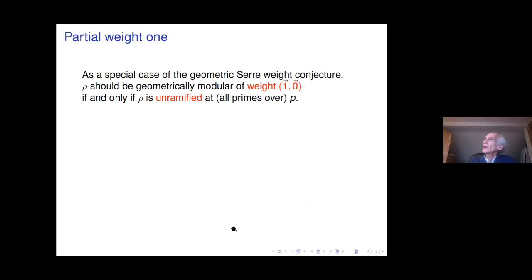So now I'm going to spend the rest of the time talking about partial weight one, which was somehow the motivating question in the first place: how do you characterize the Galois representations that should come from partial weight one forms in characteristic p, geometrically defined.